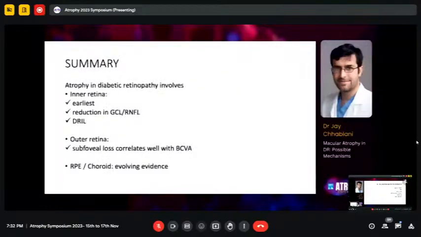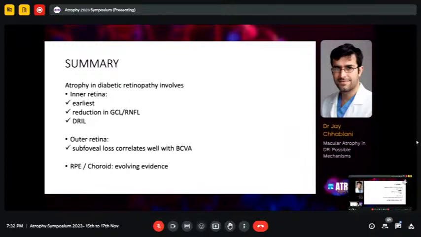With this, I would like to summarize that atrophy in diabetic retinopathy includes the inner retina, and these inner retinal atrophic changes, which represent as reduction in ganglion cell layers as well as RNFL layer, could be the earliest signs of diabetic retinopathy, well before the vascular signs are seen clinically. We have recently learned about DRIL, which is now becoming part of our clinical practice, where we have been looking at this sign in changes due to diabetic retinopathy as well as other microvascular diseases.